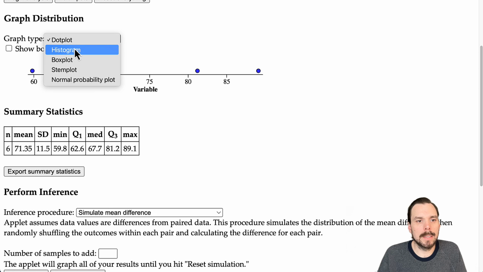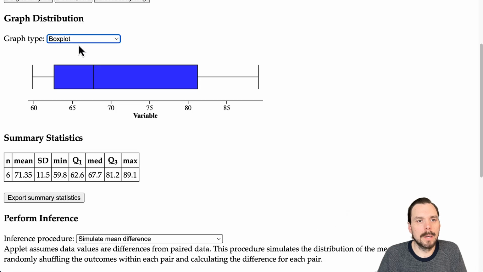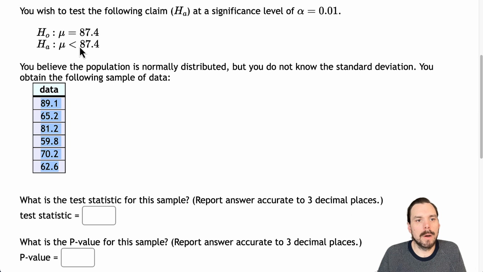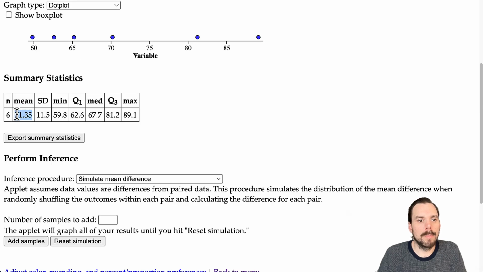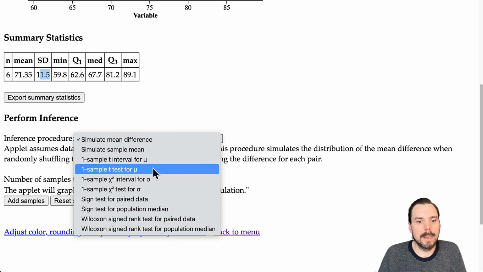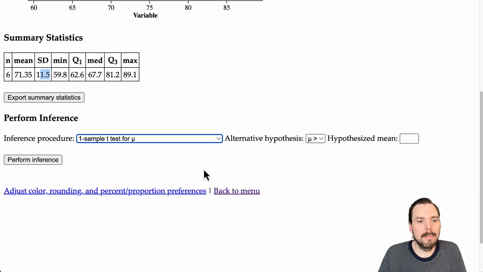Since it's such a small data set, really visualizing with any of these graphs isn't really going to be that helpful. We'll just go straight down and check out our summary statistics. It's nice to get an initial comparison using that sample mean. Here we are under 87.4 with a mean of 71.35. It's going to come down to the standard error and that sampling distribution to see where we land there. What we want is a one sample t-test for the population mean, mu, and then we'll enter in our left tail and our hypothesized mean of 87.4.